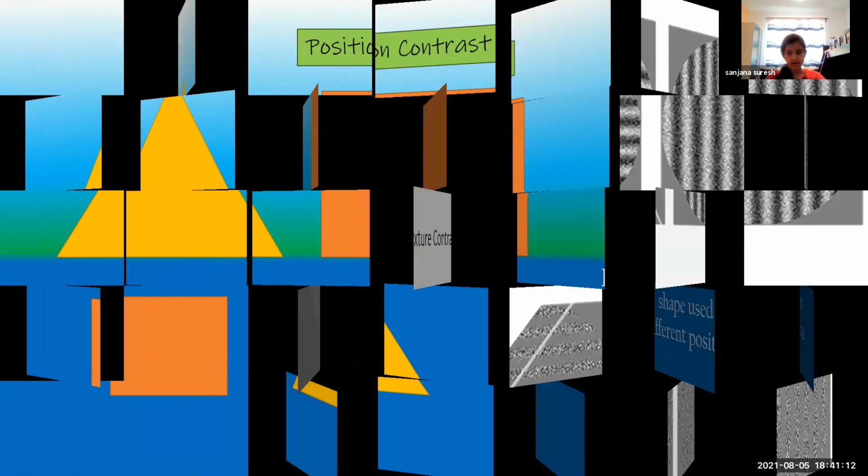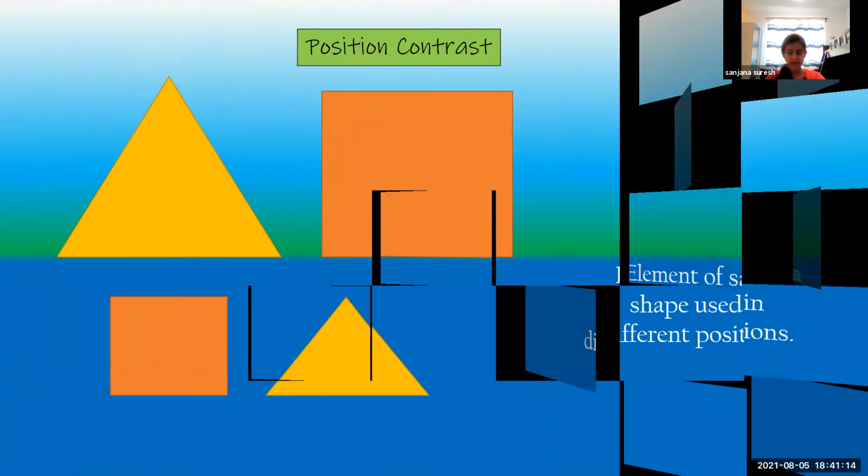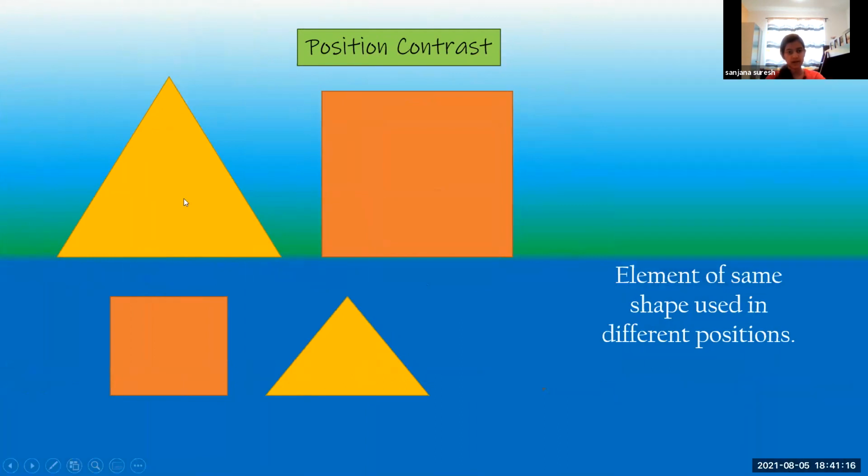Then position contrast is that elements of the same shape are used in different positions or angles. So the triangle is here. The first triangle is on the left side. The second triangle is on the left side.